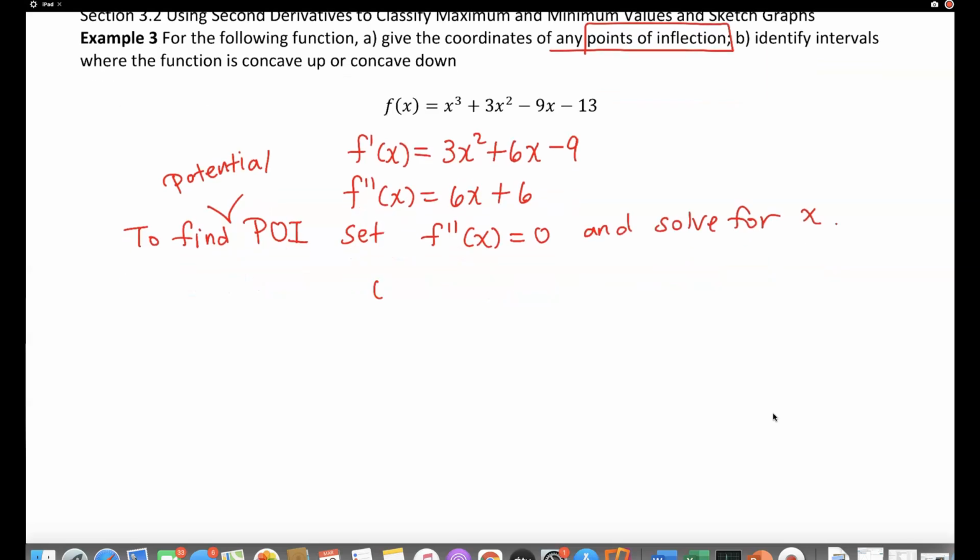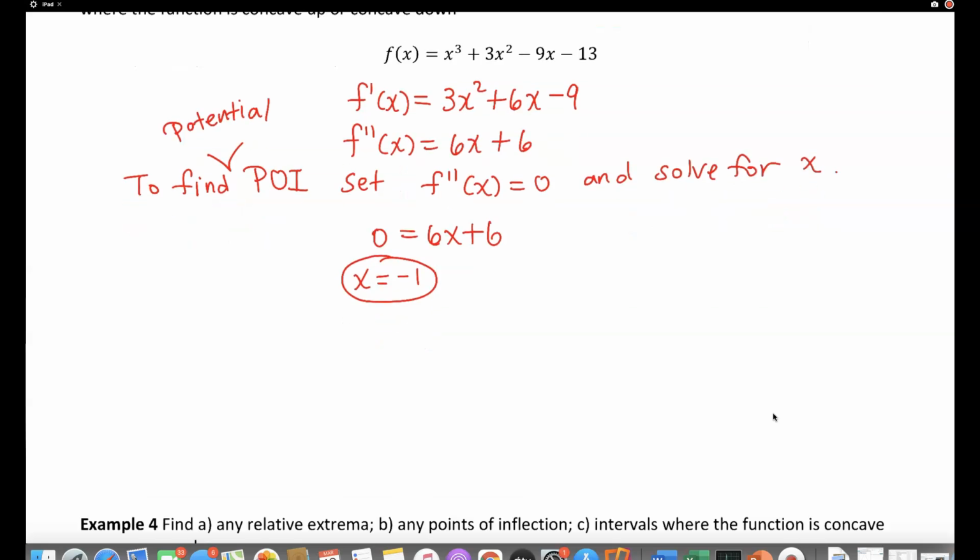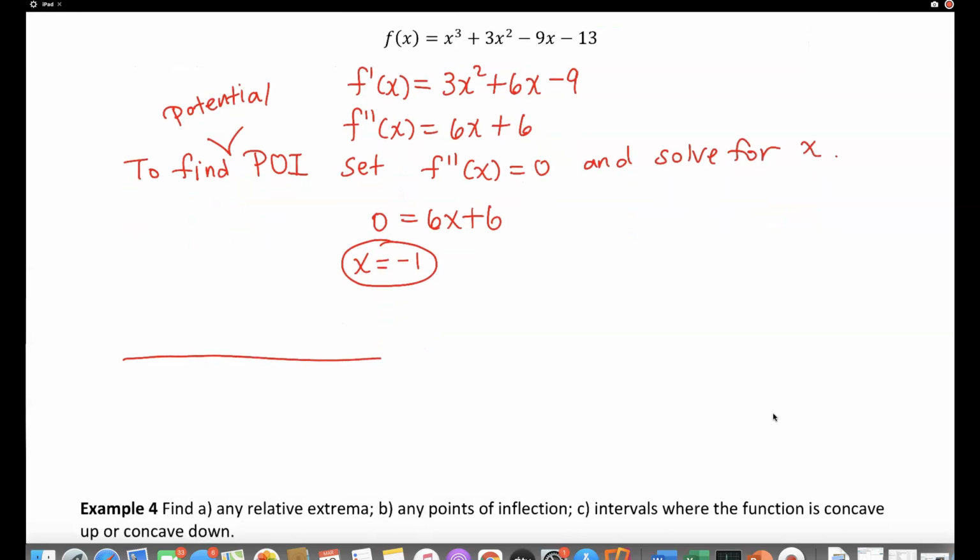So set it equal to 0. 0 equals 6x plus 6. If I solve this, wouldn't that be x equals negative 1? So there is a chance that negative 1 is the x-coordinate of a point of inflection. To make sure it is, you'll put negative 1 in the middle, and you will go ahead and check the concavity to the left of it and to the right of it.